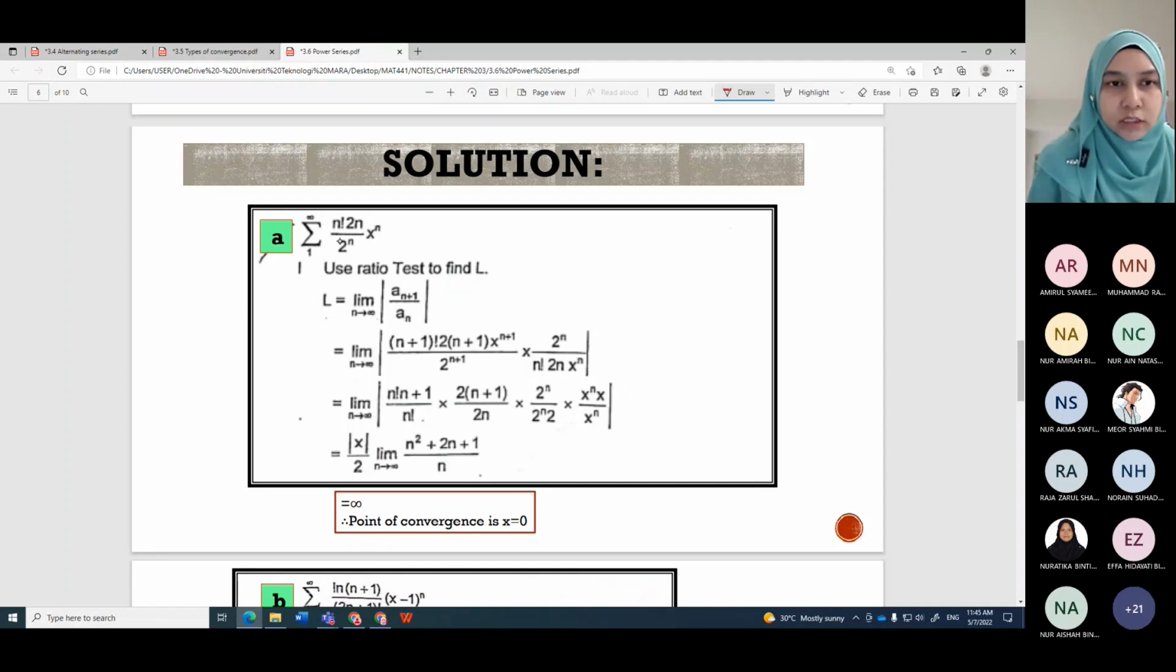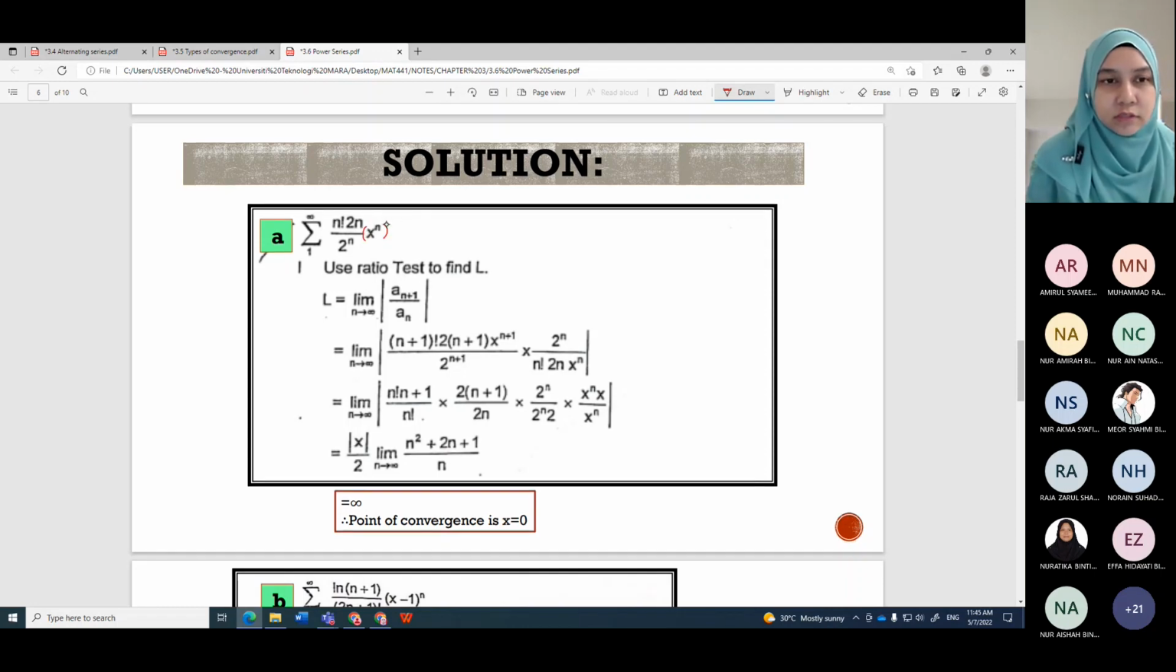The series of n factorial times 2n over 2 to the power of n times x to the power of n. Okay, so ini ada x to the power of n. It is the power series where n is equal to 1 to infinity. Okay, first step, find L, the value of L. Okay, L ini kita gunakan ratio test lah. L is equal to limit the modulus A sub n plus 1 over A sub n as n approaches infinity. Okay, dan you all masukkan kat sini.